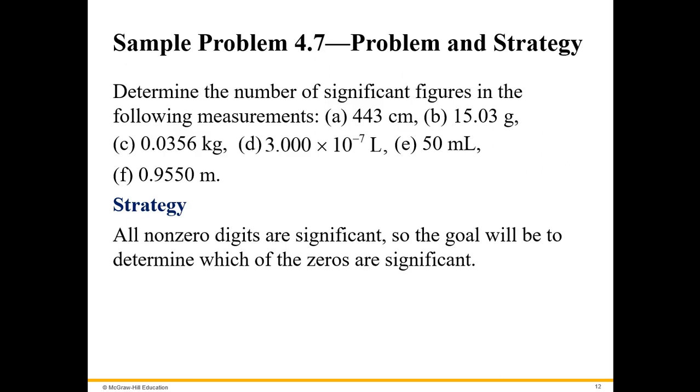Okay, determine the number of sig figs. 4 sig figs, because... and then this one, 3 sig figs, because you don't take this as a significant number. What about this? How many sig figs? I would say 4, because 1, 2, 3, 4. 50, I would go with 1 sig fig, because there's no decimal point. This one, 4 sig figs.